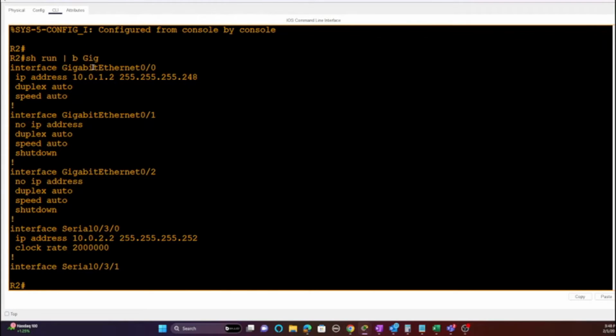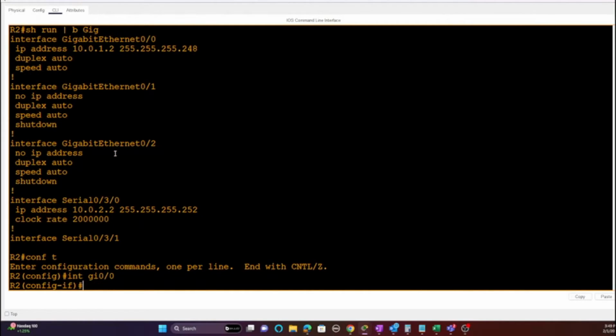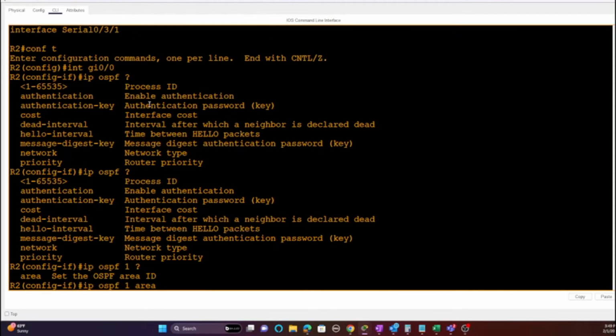So I want to advertise this, but for this one, I'm going to show y'all a different way, because the test is going to test y'all on it. That's not the only way to do it with that network command. You can also do it on a per-interface basis. So let's go ahead and go interface gig 0/0. And then the command for that, if you want to start advertising OSPF on this specific interface for this specific network, you're going to do ip ospf. You got to put that process ID, which was 1, and then what area you're in, area 0.